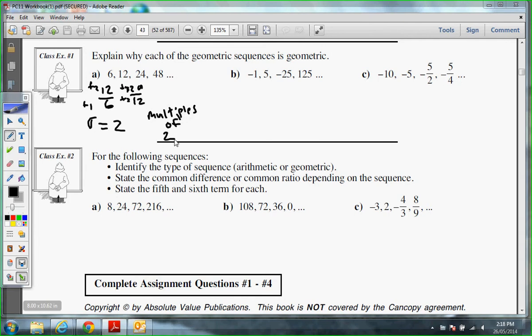The next one, we'll go 5 divided by negative 1. That equals negative 5. Negative 25 divided by 5 equals negative 5. So their common ratio is negative 5 here. So it also is geometric, multiples of negative 5.